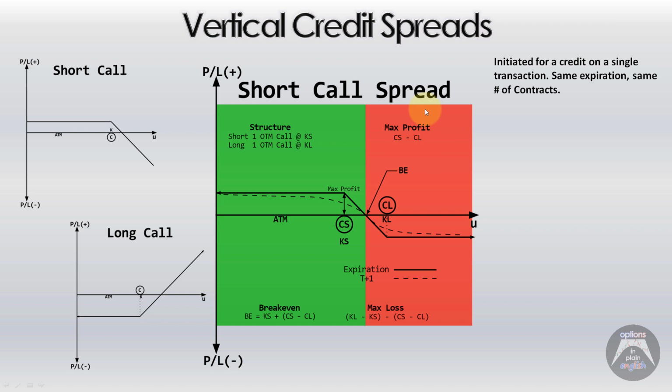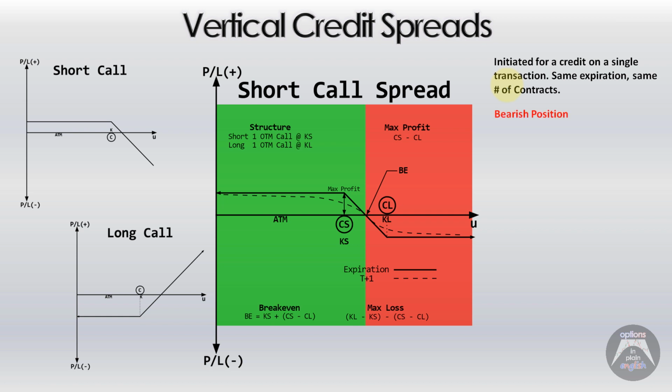So this transaction is initiated for a credit on a single transaction. You don't need to put it on by first selling a call and then buying a call. You can do it in a single transaction. It's going to be a short call spread, or selling a call spread. It's going to have the same expiration and the same number of contracts.